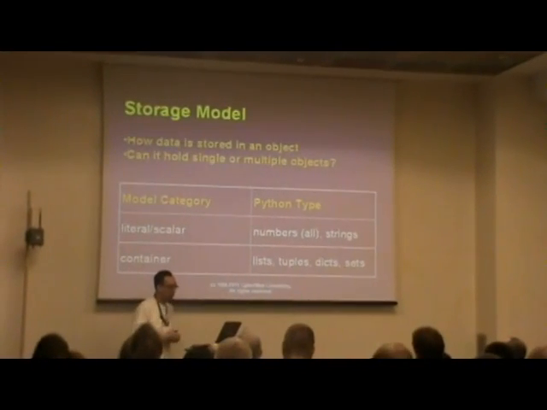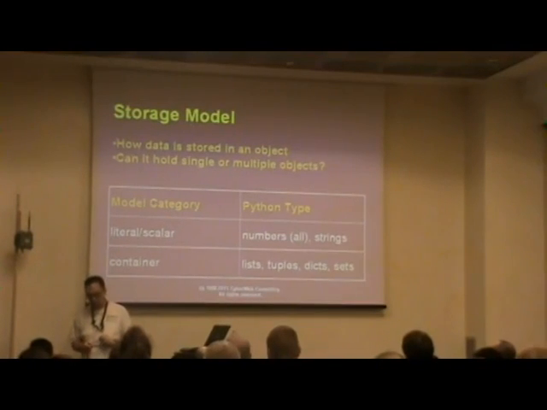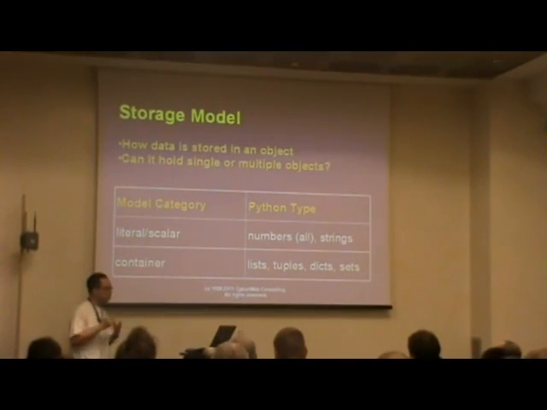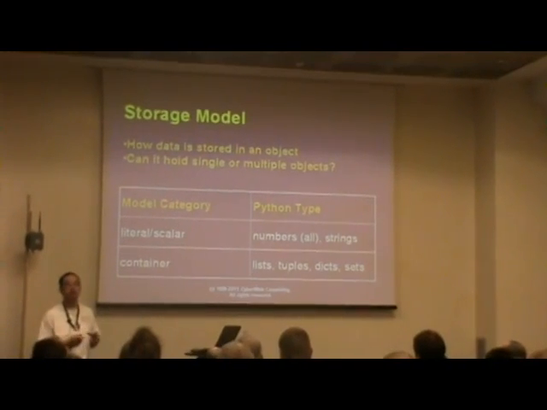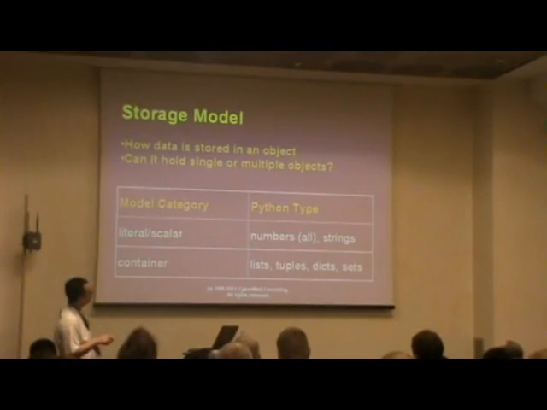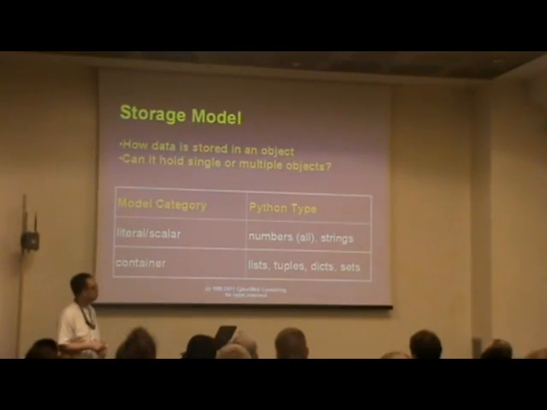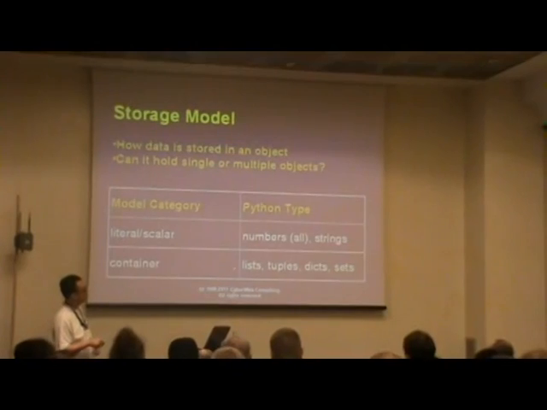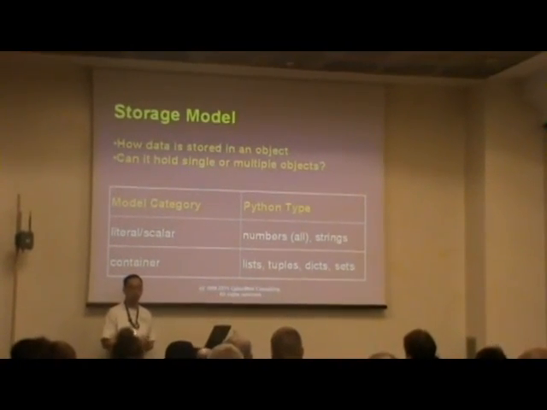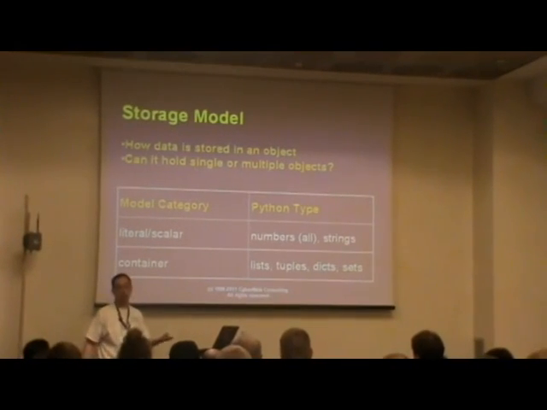Okay, storage model. How is data stored in an object? In other words, can it hold a single object or can it hold multiple objects? What I'm really trying to ask is, is this a container or not? Literals and scalars are not containers, so that's all number types and strings. Container types are everything else: lists, tuples, dictionaries, sets. Those are all container types because they can contain more than one Python object. All right, everybody understand this model?